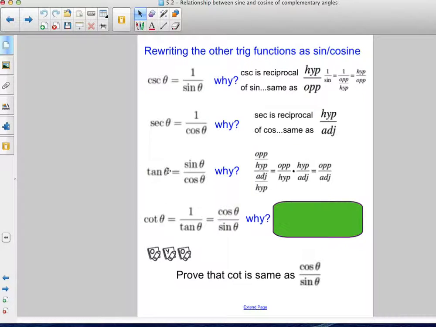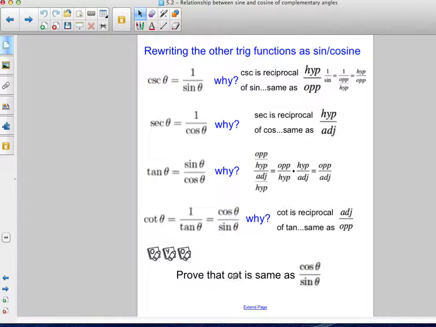So again, we're rewriting the other ratios as sine and cosine only. Cotangent is 1 over tangent, so that's going to be cosine theta over sine theta. Just like tangent was sine over cosine, cotangent is cosine over sine. They're reciprocal functions, so you'd think the reciprocal here is going to be this one right here. So why does that one work? Cotangent is the reciprocal of tan, so it's the same as adjacent over opposite. So adjacent over opposite might be how you think of cotangent, or 1 over tan, which is the same thing as this.